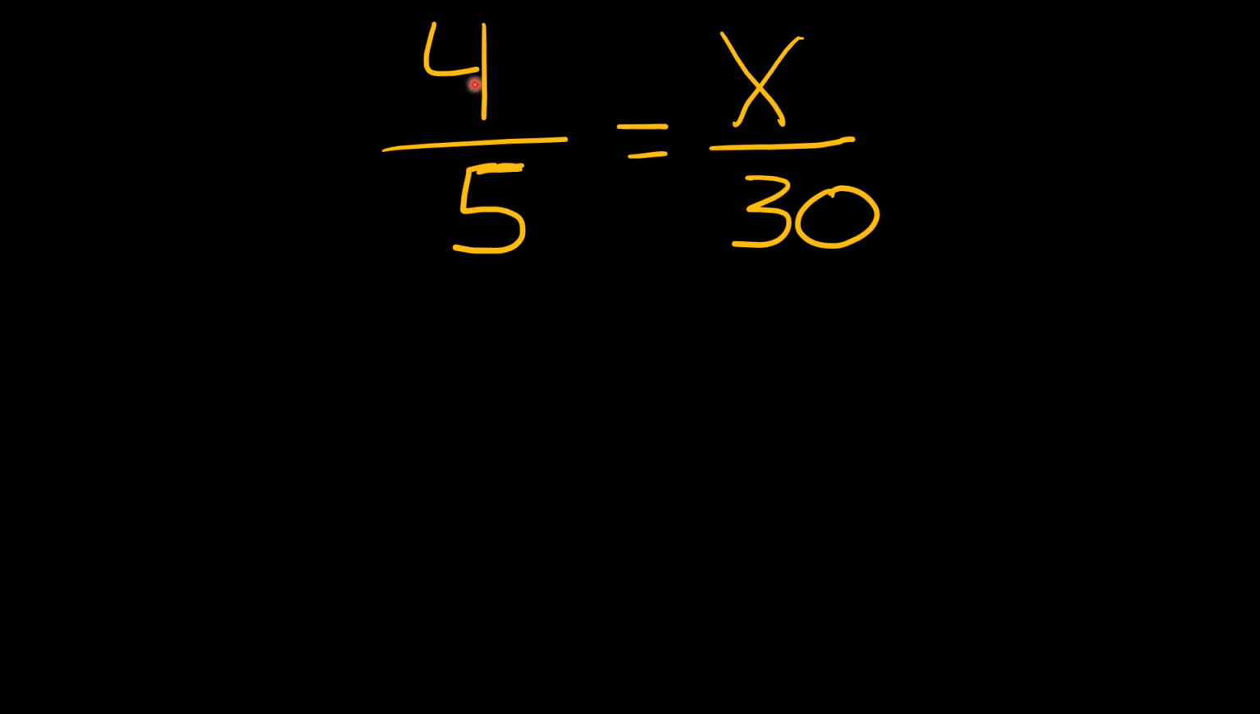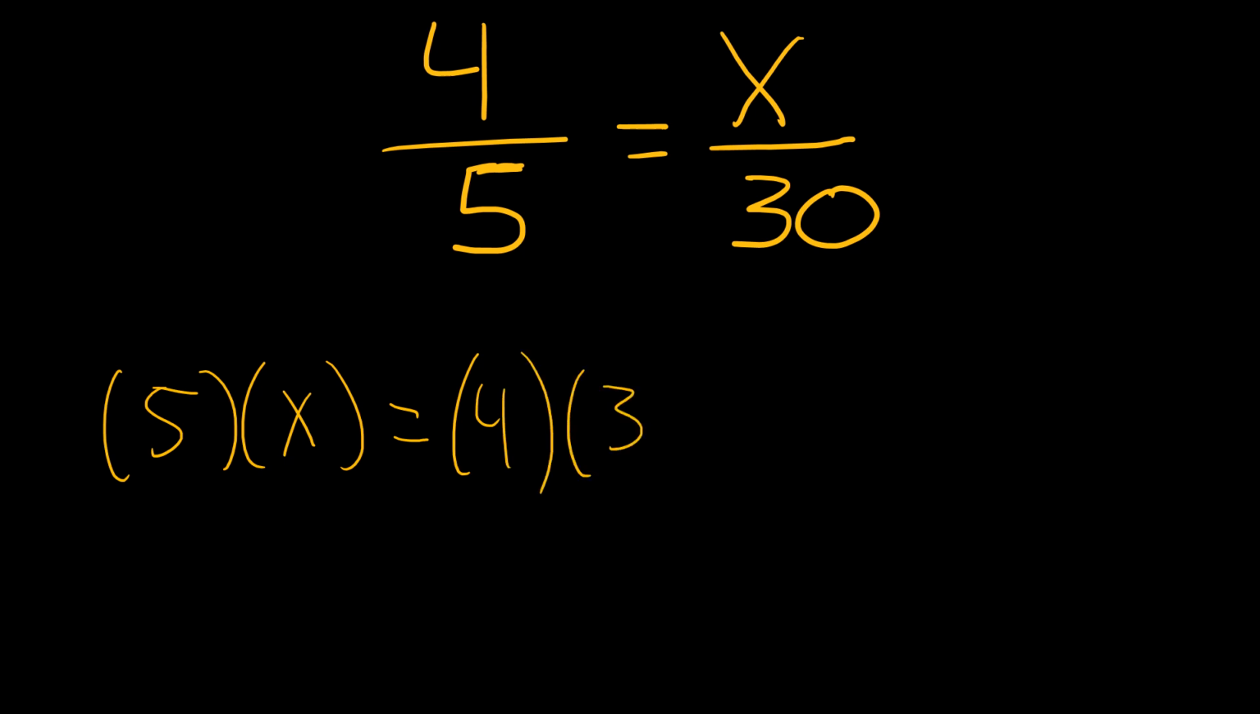So in this example, we have 4 divided by 5 equals x divided by 30. How do you think we're going to solve this problem? That's right, cross multiplication. So we're going to multiply the 5 times the x and set that equal to 30 times 4. So 5 times x equals 4 times 30, or 30 times 4, same diff. When we simplify 5 times x, we're going to get 5x. And then we're going to multiply 4 times 30. So then we're going to get 120.